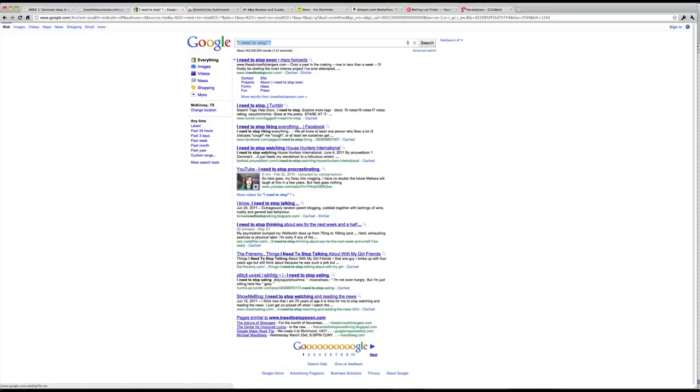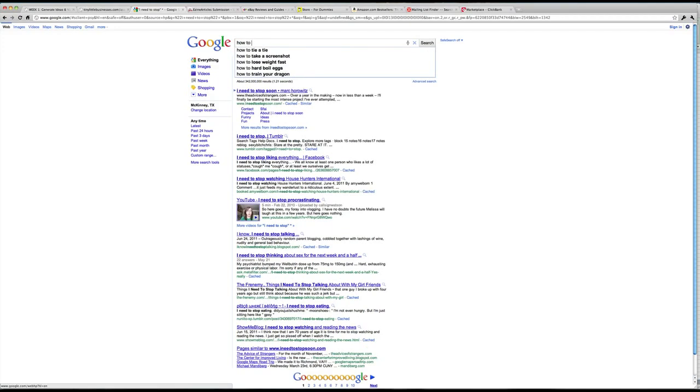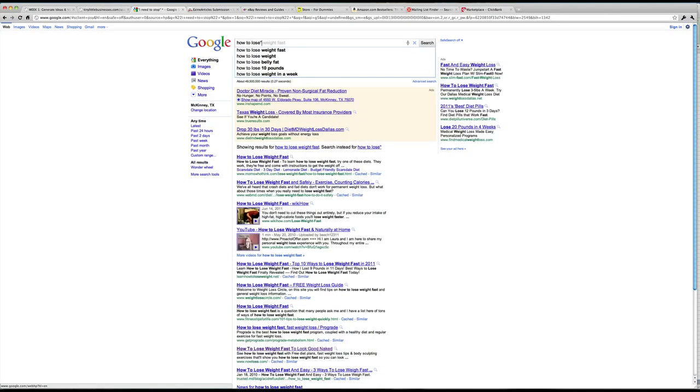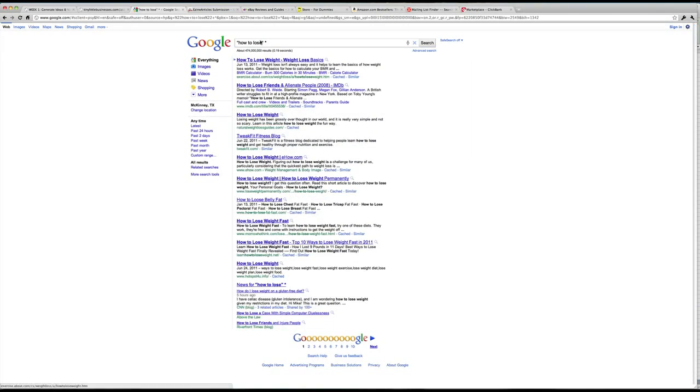And what I suggest is, make sure you use the quote so that it's looking for that specific phrase. For example, how to lose blank, right? How to lose. And then if we put a star here, it's going to give us the wild card. And you can see quick right there that it has weight fast, how to lose belly fat, how to lose 10 pounds, how to lose weight in a week. And then also when we search for it in the search results, there is additional information in here.